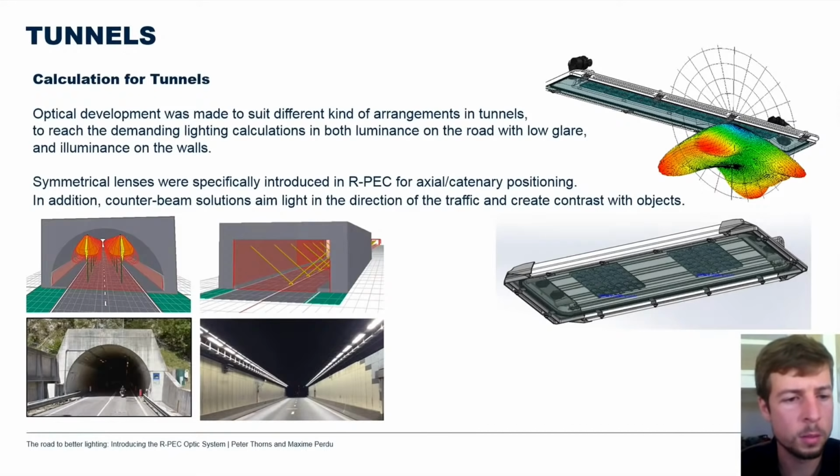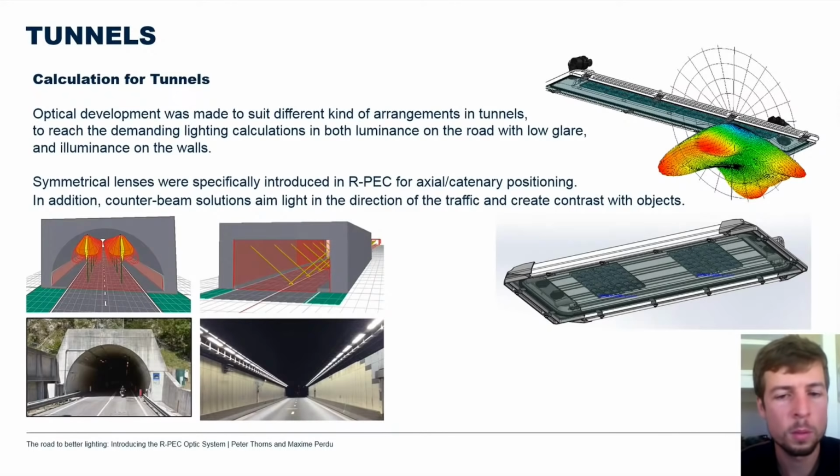On the left, you can see that at the tunnel entrance, you need to have a high amount of flux to avoid a dark spot, as is shown. That's why we have the counter beam solution, which will aim in the direction of the driver to enhance the visibility at the entrance of the tunnel.